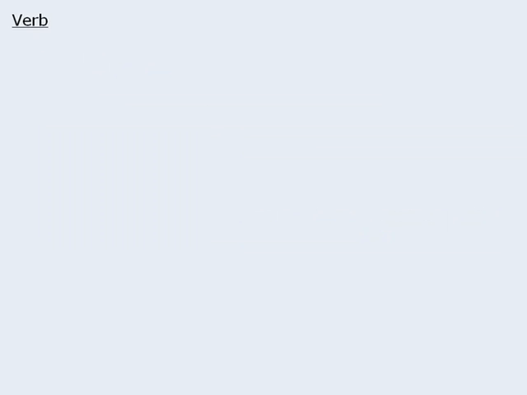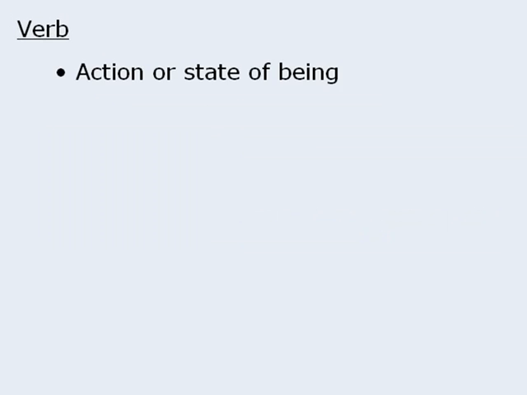Okay, let's move on to verbs. To begin, a verb is a type of word that describes an action or a state of being. It tells us what's happening in a sentence. Now, the verb is really the heart of any sentence, so identifying verbs is often the most important step in understanding the meaning of a sentence.